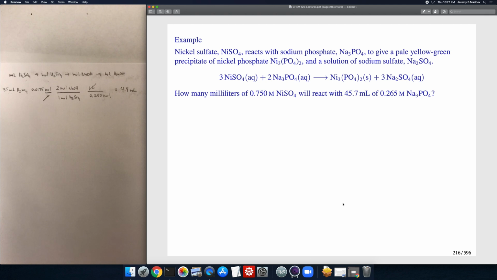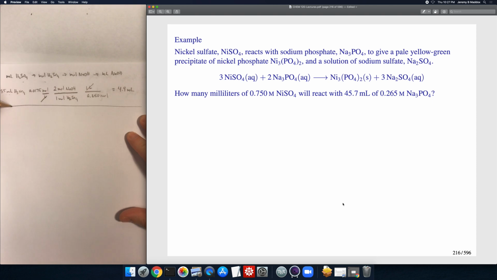So this time we've got a nickel sulfate solution that's being combined with the sodium phosphate solution to give us a nickel 2 phosphate precipitate and leaving behind a sodium sulfate aqueous solution. The question is, how many milliliters of the nickel sulfate solution will react with 45.7 milliliters of the sodium phosphate solution with its concentration? So let me illustrate the strategy.